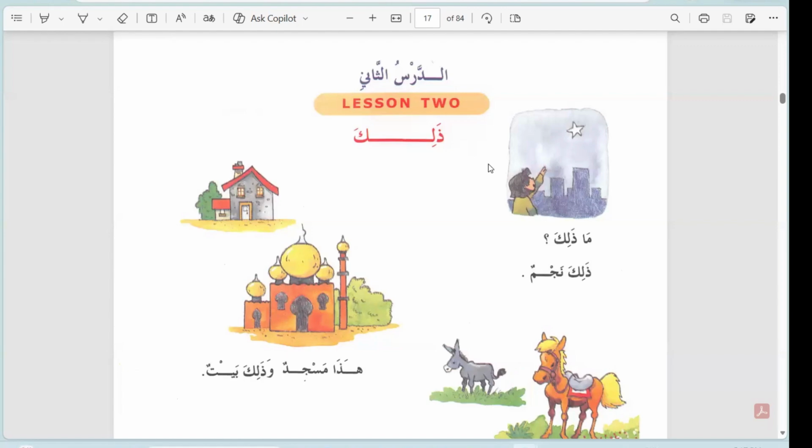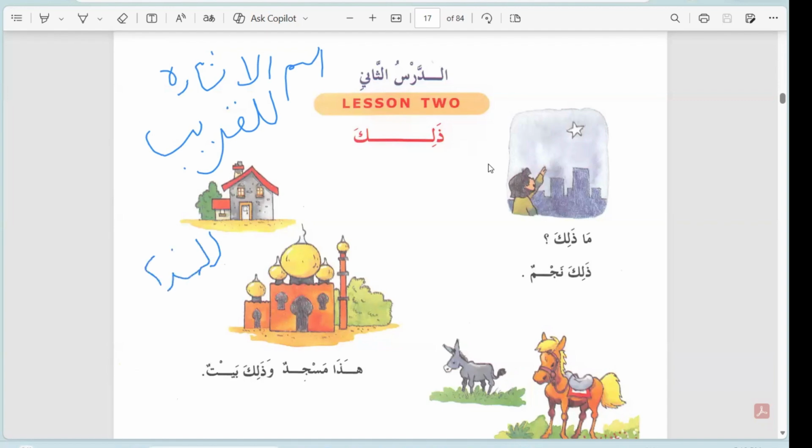Let me try to write it down. اسم الإشارة للقريب للمذكر. Sorry for the bad handwriting. I don't know how to write.